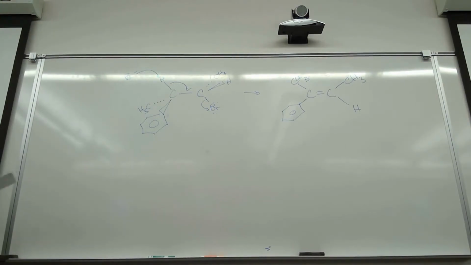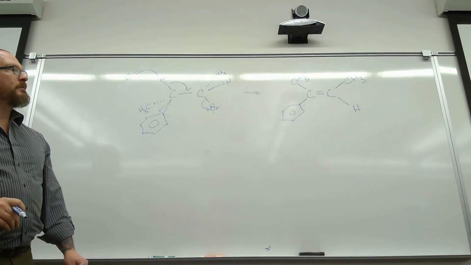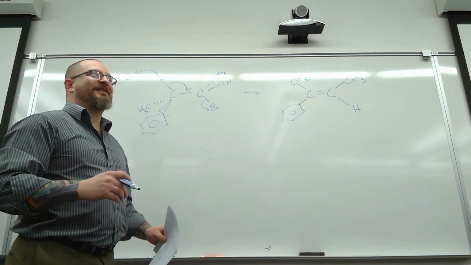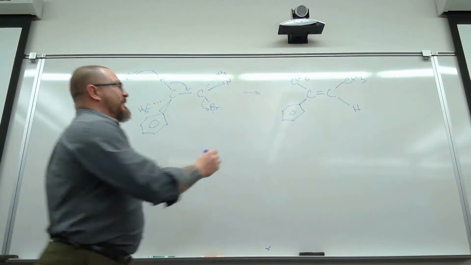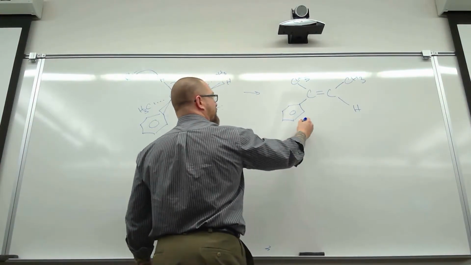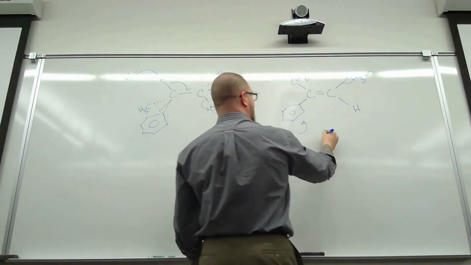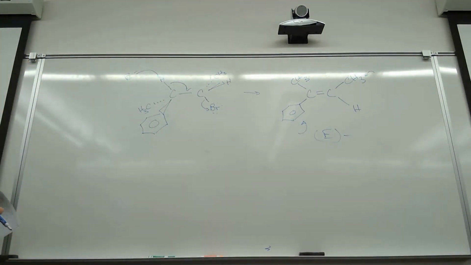So in this case, would this be E or Z as drawn? Okay, because this is our highest priority, bulkiest group. Highest priority, bulkiest group, not on the same side, so it's not Z, therefore E. Cool. Not Z, same side.